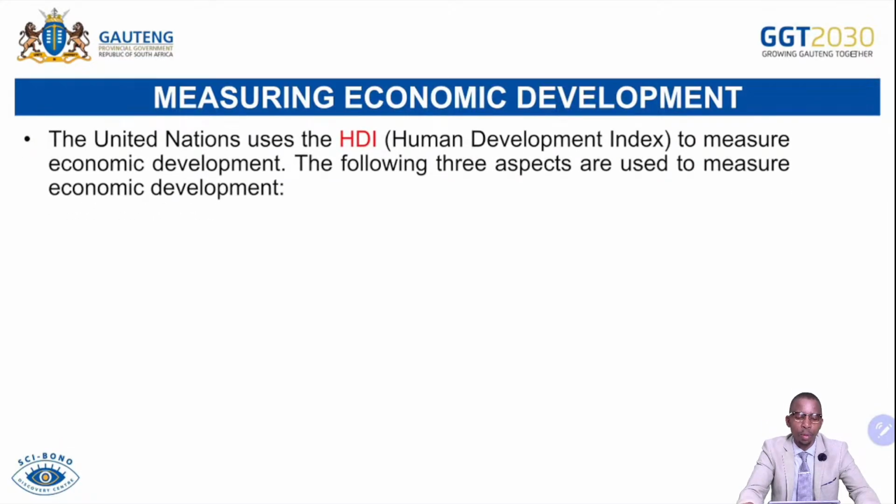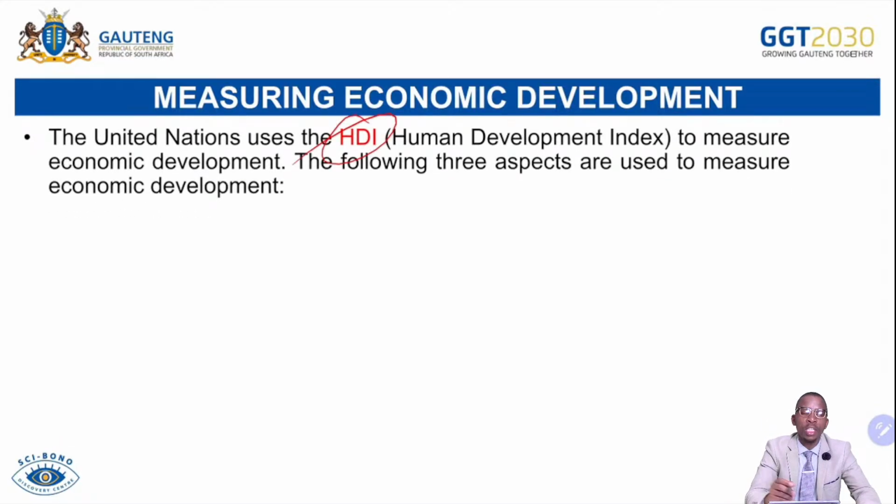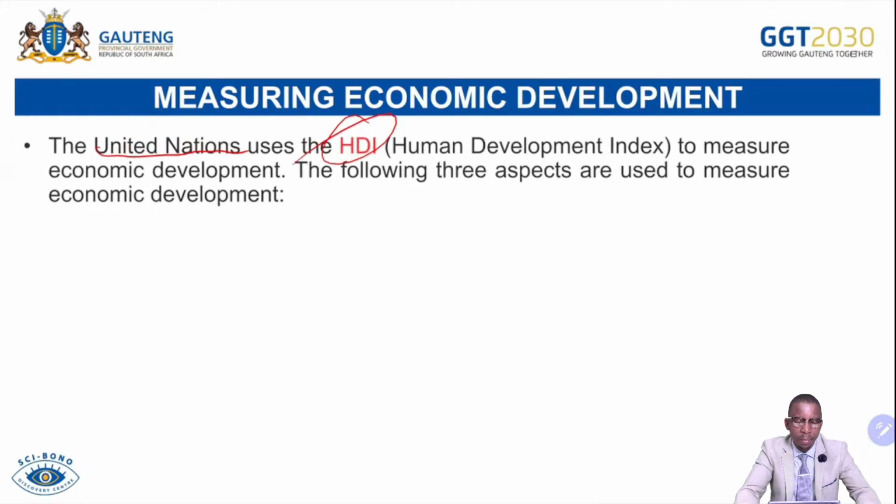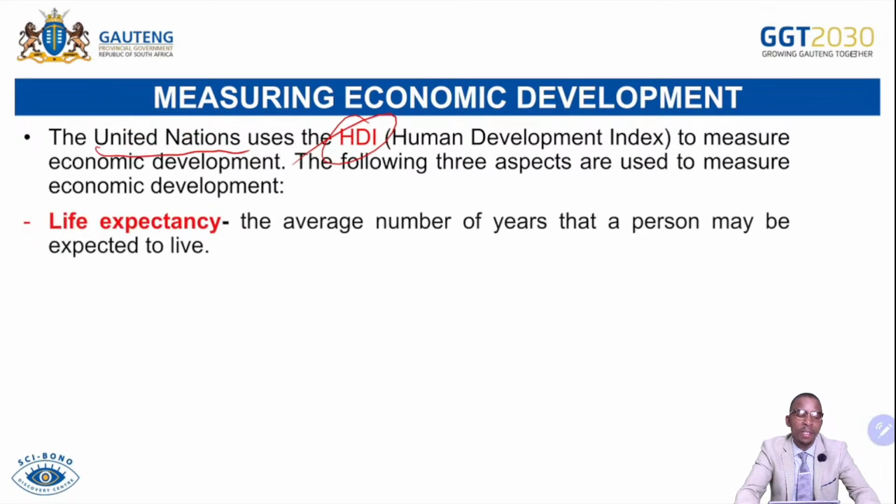How do we measure economic development? So economic development is measured through the HDI, which is known as the Human Development Index. The Human Development Index is an index used by the United Nations to measure the level of development for each country. So the following are three aspects that are used to measure economic development. Check the first one, life expectancy.